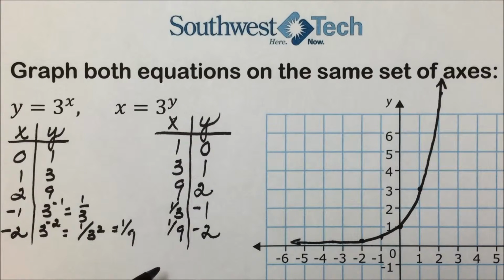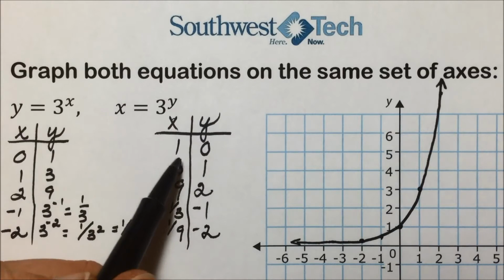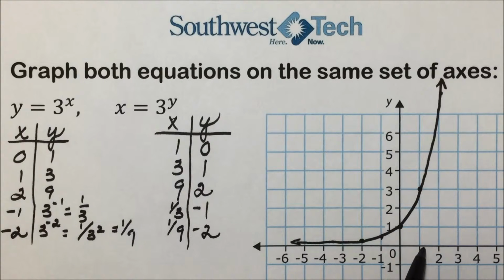But let's plot them and connect them with a smooth curve. So we have the point 1, 0. We have the point 3, 1. We have the point 9, which is off the graph, and it's headed up here at 2. So we know that it's ever increasing as we go left to right, but let's see what it looks like for these other points. We have x of 1/3 and a negative 1. We have x of 1/9, so it's getting ever closer to the y-axis, at a negative 2.